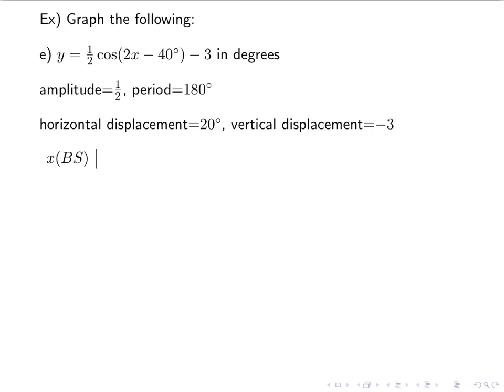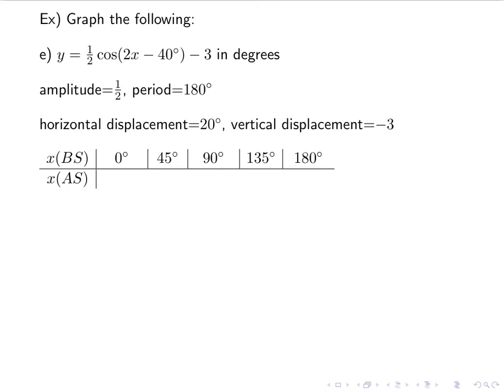So my before shift values, again, start at 0, and then I want 1/4 of my period. So that's 45 degrees, and then 90, 135, 180 degrees, sorry. And then my after shift values, I'm going to add 20 degrees to each of these. And I forgot the degree symbol on that first one, so it should be 20 degrees. 65 degrees, 110 degrees, 155 degrees, and 200 degrees. So again, just adding 20 to each of those values.